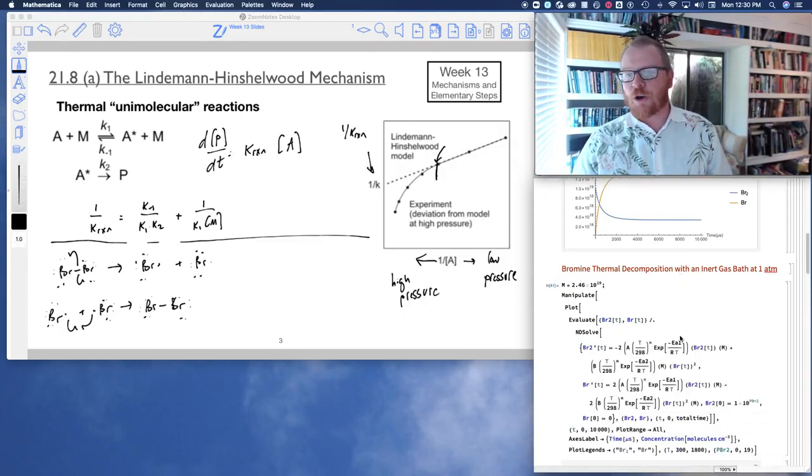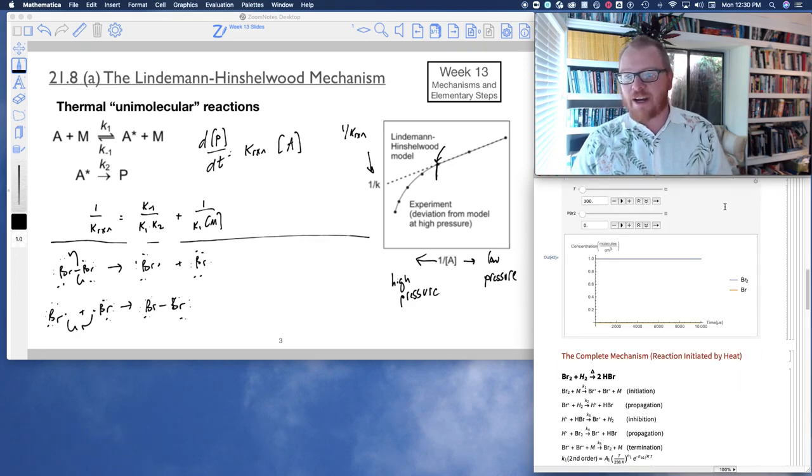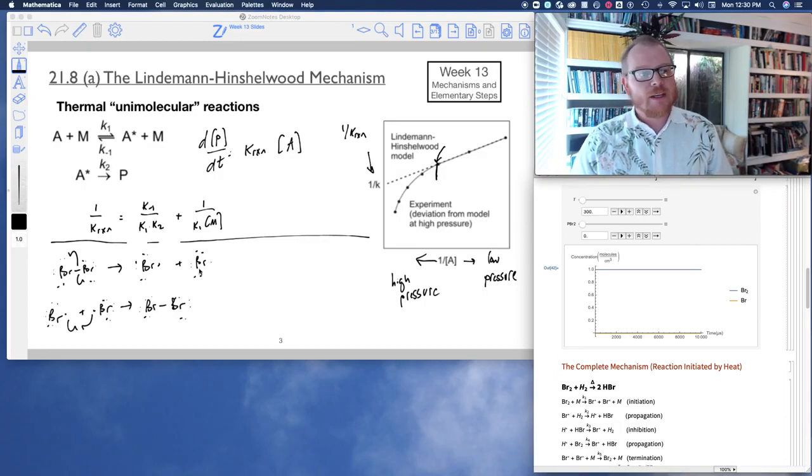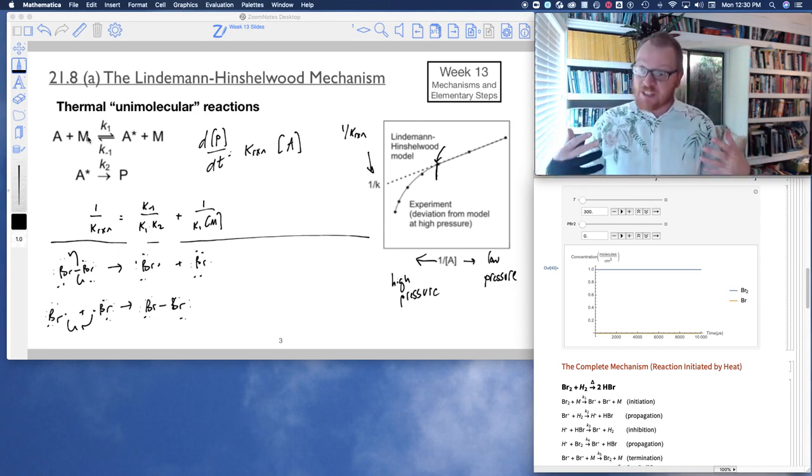And now I'm going to show you something that's entirely different. So this is now bromine decomposition with an inert bath gas at 1 atmosphere. What I've got going on here now is the same reaction, except I've called M something like helium or argon, something that's not going to react. It can still act as a collisional body, okay?